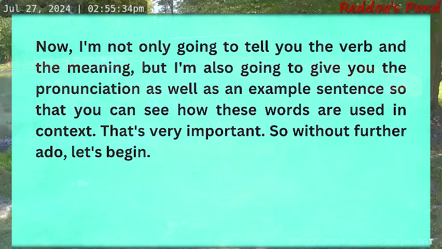Now, I'm not only going to tell you the verb and the meaning, but I'm also going to give you the pronunciation as well as an example sentence so that you can see how these words are used in context. That's very important. So without further ado, let's begin.